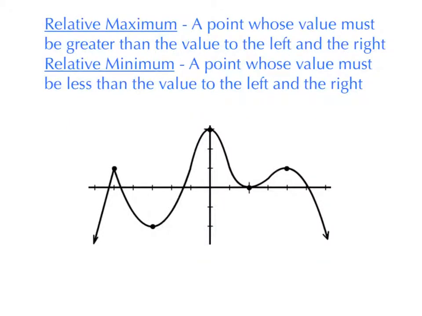Okay, so I have the definitions down for relative maximum and minimum, and I'd ask that you write those down and get them copied into your notes. A relative maximum is a point whose value must be greater than the value to the left and to the right. And a relative minimum is a point whose value must be less than the value to the left and to the right. So I think that you talked a little bit about this last year in pre-calculus. Just want to review it with you.